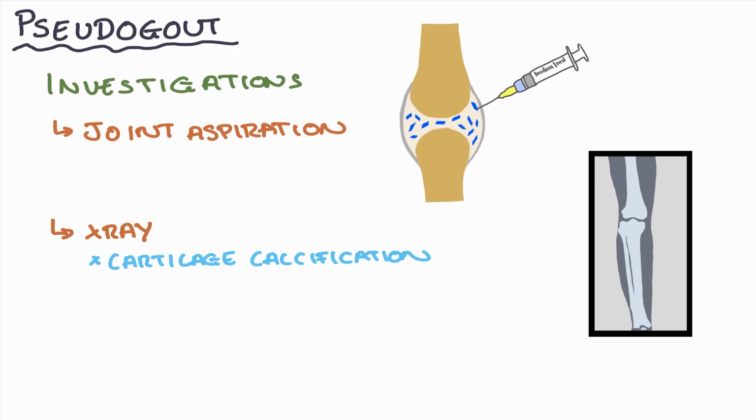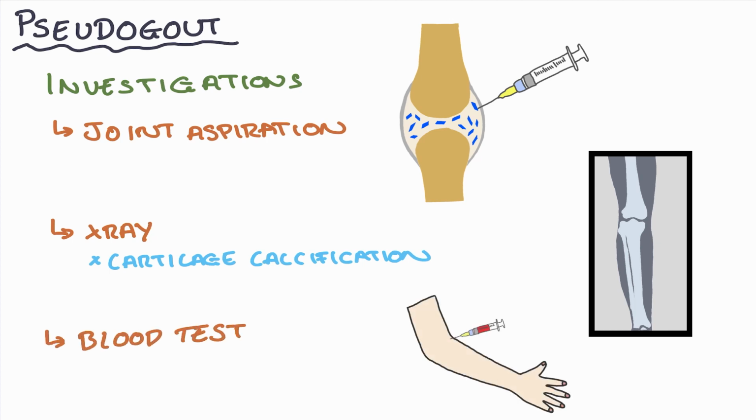And then, to investigate a potential underlying metabolic disorder, a blood test should be arranged. Serum calcium and PTH levels should be assessed in order to identify hyperparathyroidism. An iron study should be performed to look for hemochromatosis, and serum magnesium and alkaline phosphate levels in order to exclude hypomagnesia and hypophosphatemia.